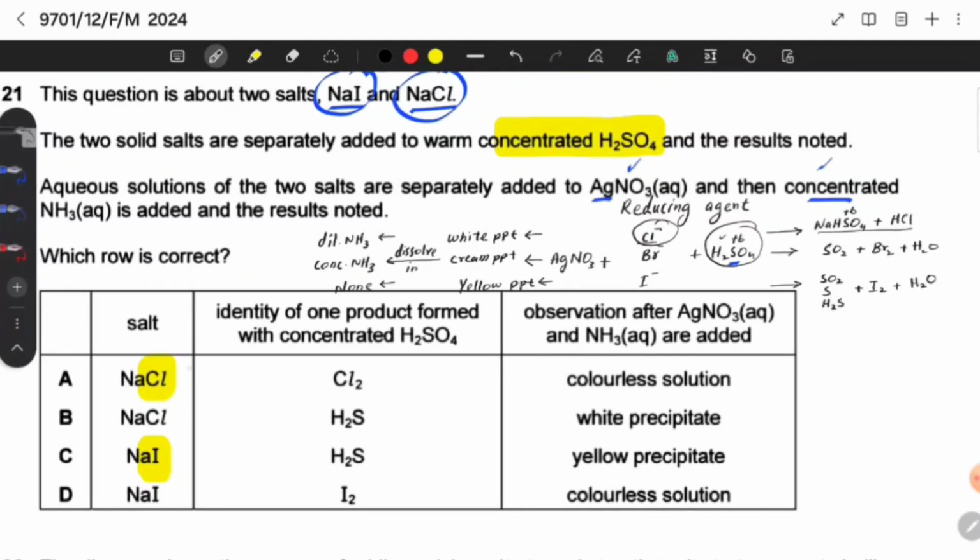This is what they are asking in option A, that sodium chloride, when you react with sulfuric acid, will convert into chlorine. No, that is not going to happen. So this is the wrong option.